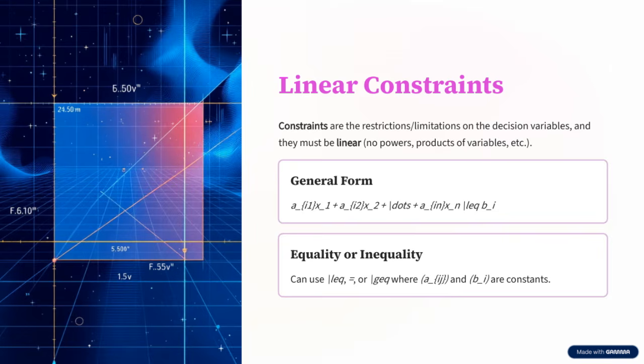It's important to remember that these constraints represent the restrictions or limitations on our decision variables. And crucially, they must be linear, which means no powers or products of variables, so no x1 squared, for example, or x1 times x2. This linearity ensures our models remain manageable and solvable efficiently. So, in essence, these constraints define the feasible region where our solution can lie, shaping the problem into a linear programming model. Recognizing and formulating these constraints correctly is fundamental to solving optimization problems effectively.